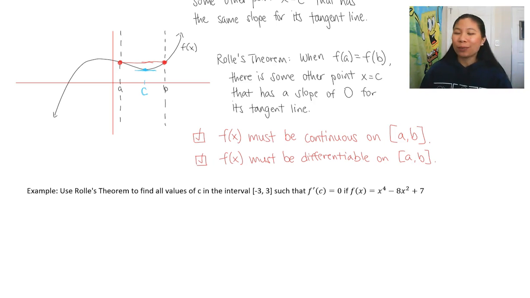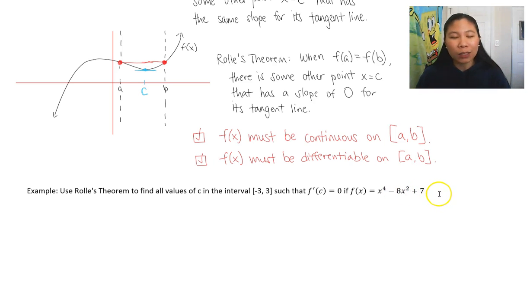Okay, we're going to use Rolle's theorem to find all values of c in the interval from -3 to 3, such that f prime of c, the derivative at c, equals 0, if f of x equals x to the fourth minus 8x squared plus 7. So here, since we're using Rolle's theorem, first we have to verify that our two rules work, that f is continuous and differentiable on the interval from -3 to 3. So our function is x to the fourth minus 8x squared plus 7.